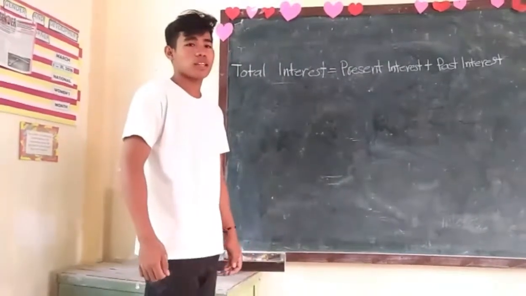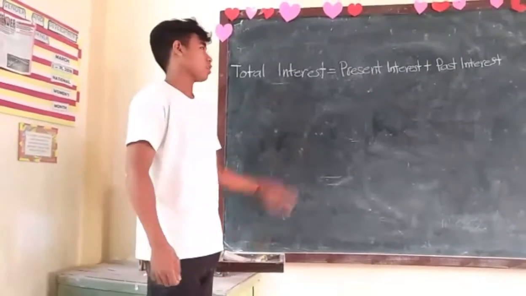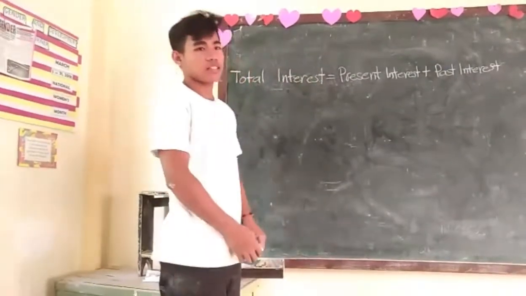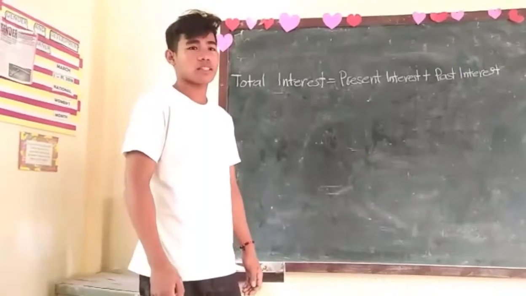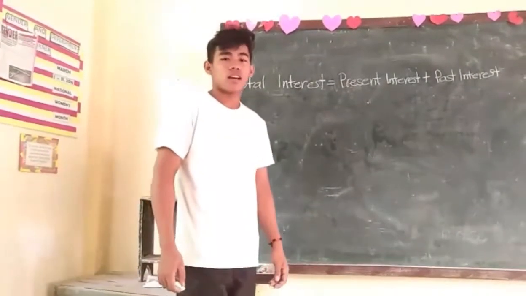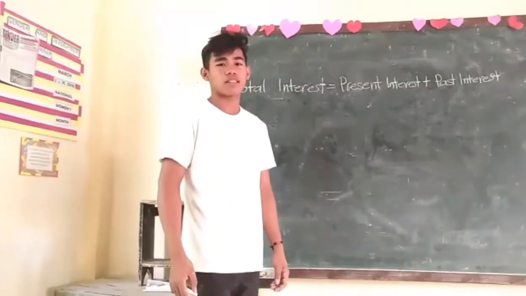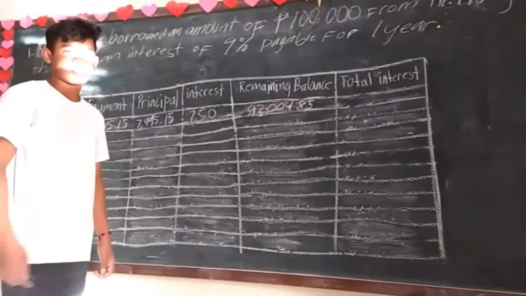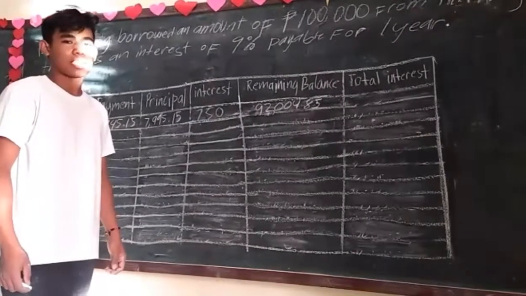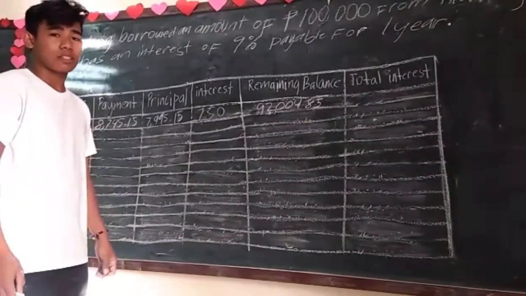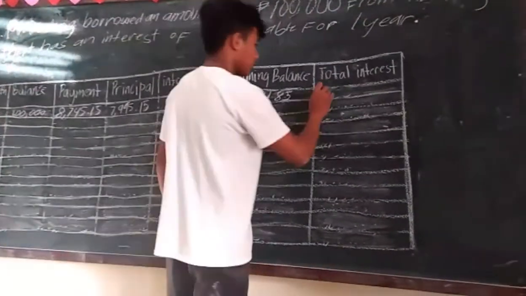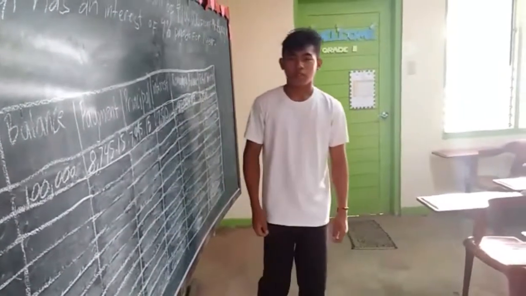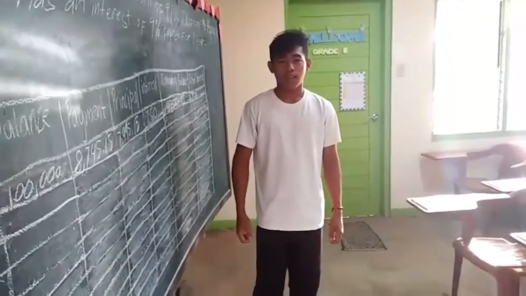In order to determine the unknown total interest, let's use the formula total interest equals present interest plus past interest. But in this case, since we are on the first month, there is no past interest. So it simply means that the present interest will be our total interest for the first month. Since our interest for the first month is 750, the total interest for this month is also 750. For the remaining columns, let's do the same process.